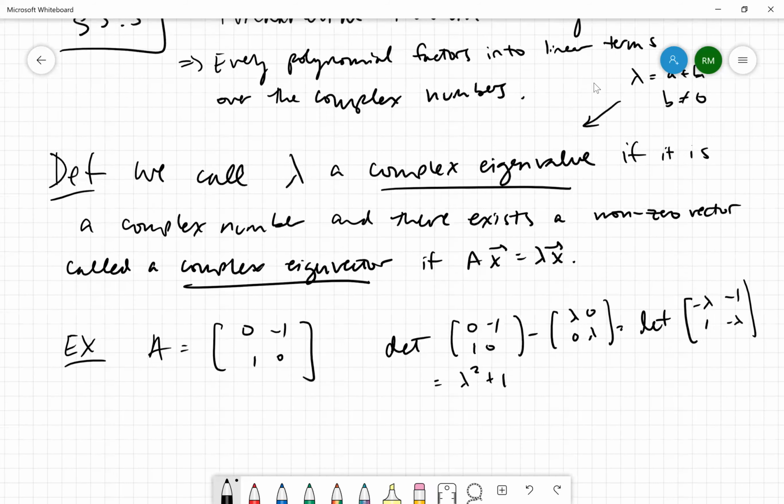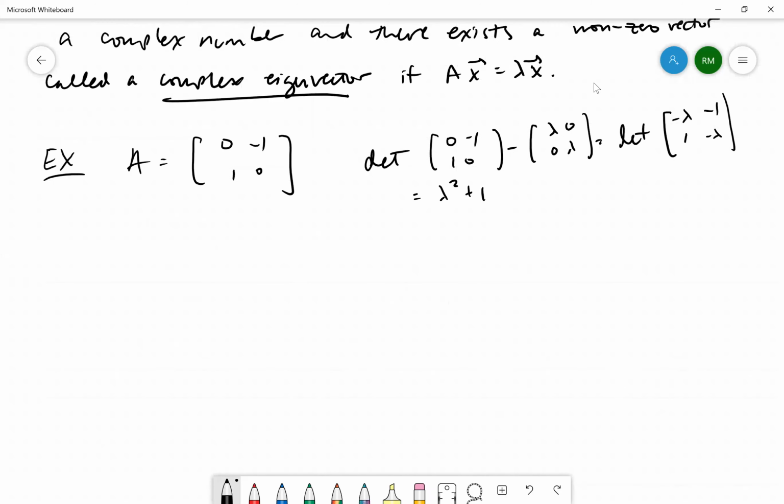What are the roots of this polynomial? Well, you probably know that the roots are i and minus i. So this factors, but it only factors over the complex numbers. It does not factor over the real numbers. So let's find the eigenvectors.